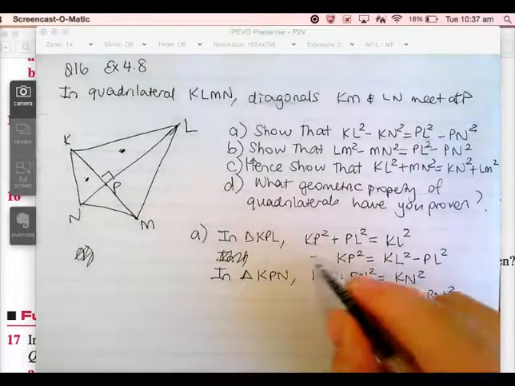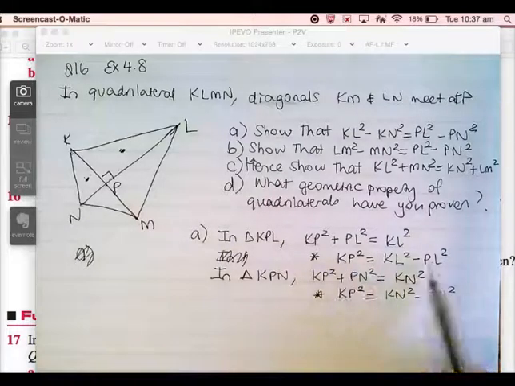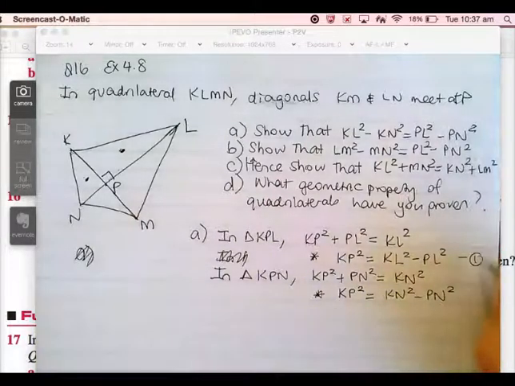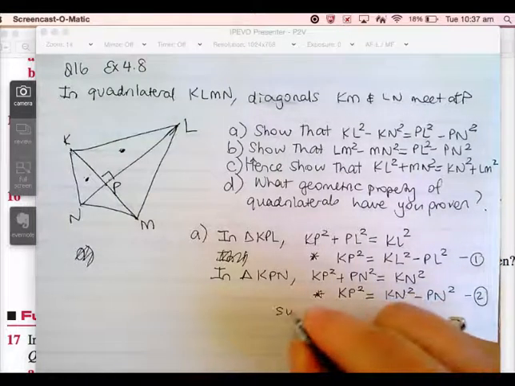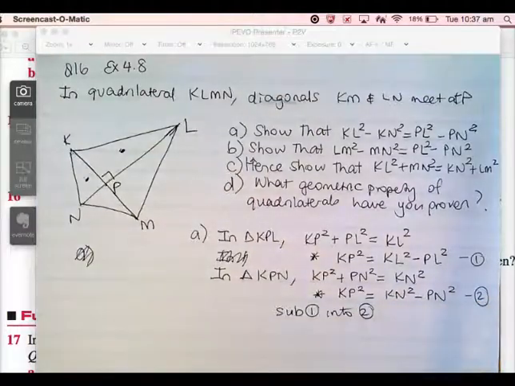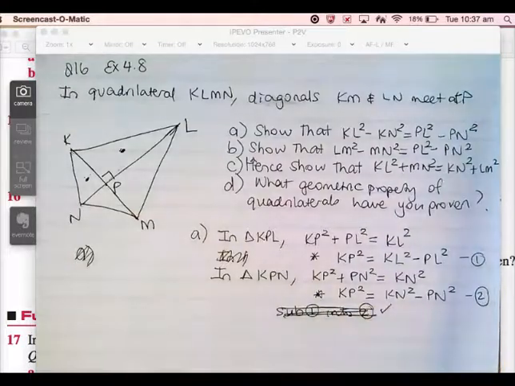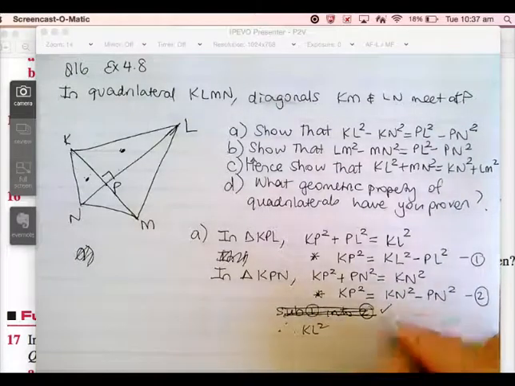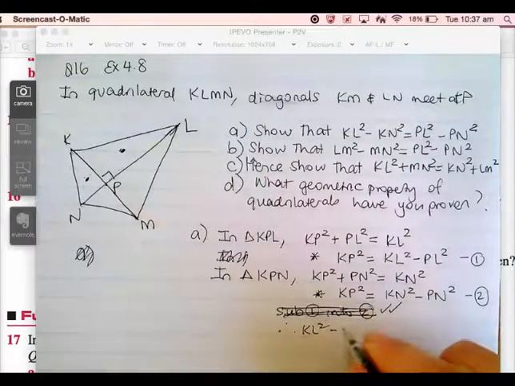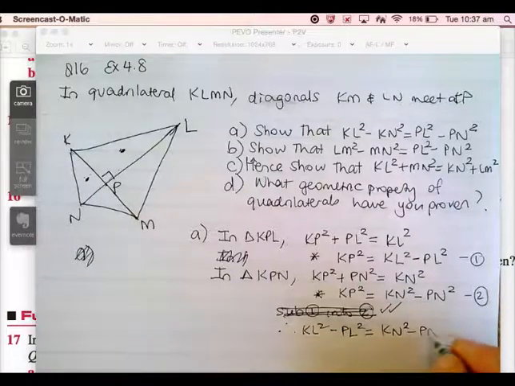So now, KP squared equals that and KP squared equals that. I'm going to call this equation 1 and equation 2. I'm just going to say sub equation 1 into equation 2. Oh, wait, you haven't done simultaneous equations. Keep it there. If KP squared equals that and KP squared equals that, doesn't that equal that? So KL squared minus PL squared equals KN squared minus PN squared.